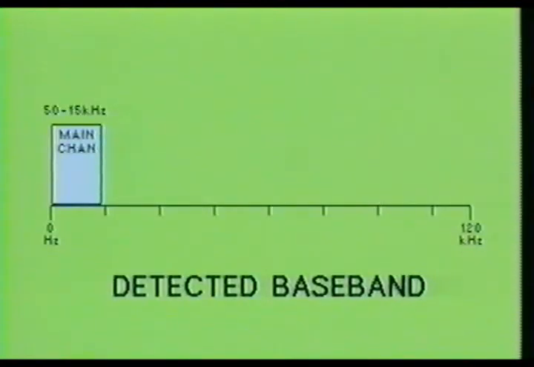The main audio channel is the first position on the audio baseband of frequencies. The main channel has audio frequencies ranging from 50 Hz to 15,000 Hz.